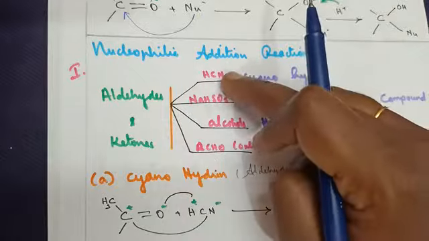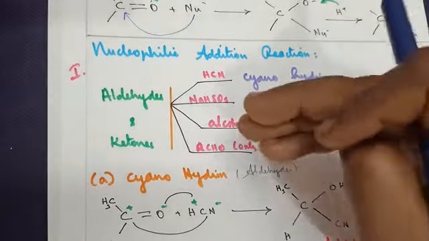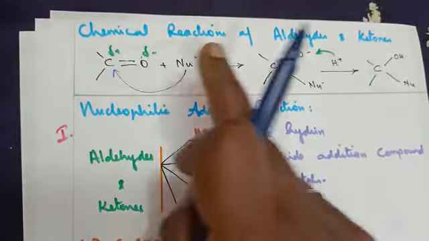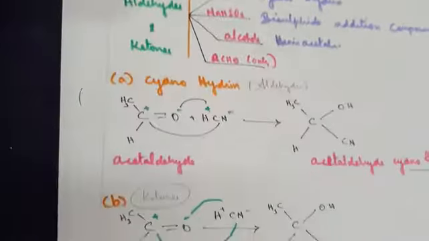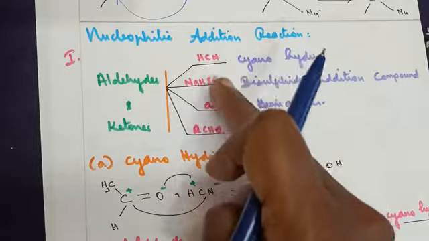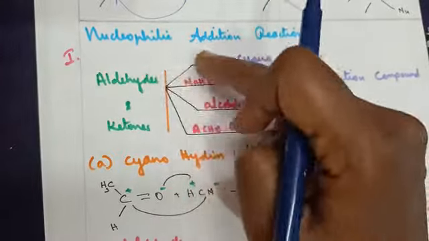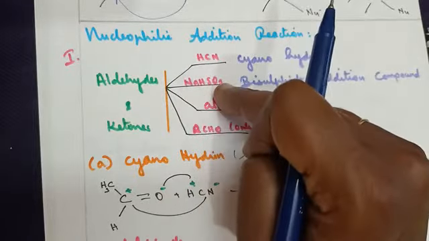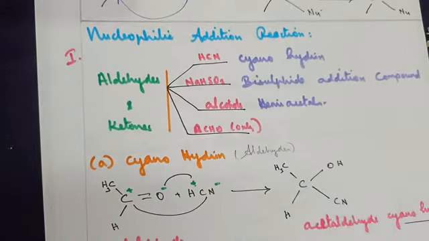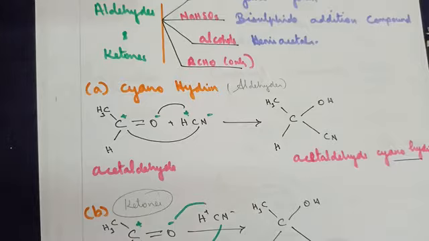Aldehyde and ketone, when you treat with HCN, NaHSO3, and when you treat with alcohol, what happens? We will see it in detail. If you understood this concept, understanding the further explanations will be easier. So whatever reactions, chemical properties you are showing, you have to show HCN with an aldehyde, HCN with a ketone. NaHSO3, that's sodium bisulfite, with an aldehyde, sodium bisulfite with a ketone, and so on. So the first one, reaction with hydrogen cyanide.